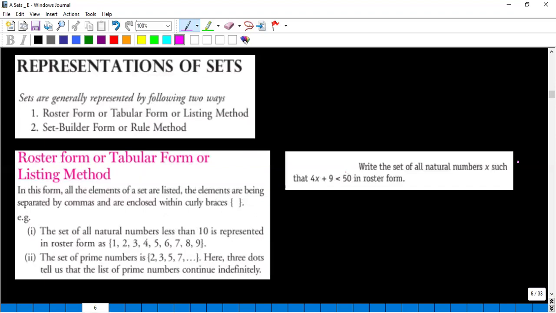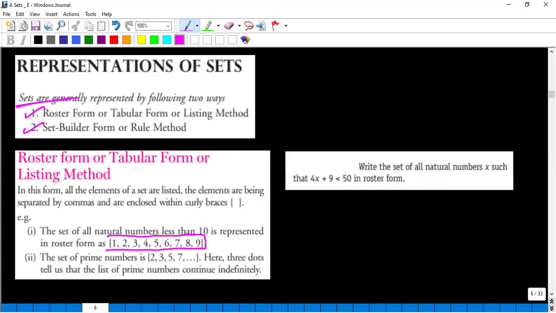Presentation of sets. How you present is very important. Sets we generally present in two different ways. One is roster form, one is set builder form. What is this roster form? Roster form is nothing but we list out all elements. Just see an example here. Set of all natural numbers less than 10. I have taken from 1 to 9. Less than 10 means 10 is not included.